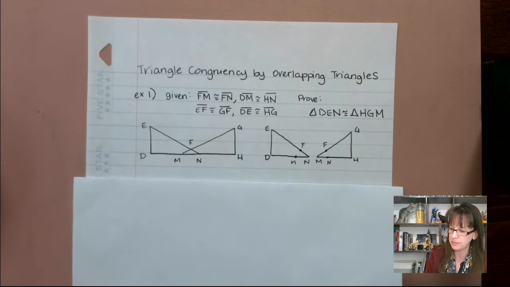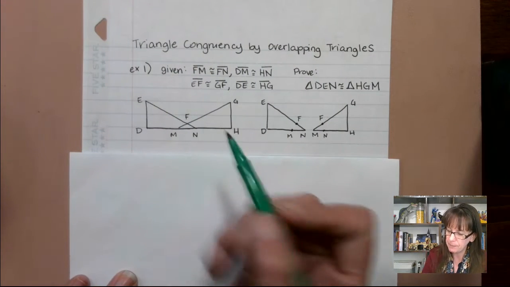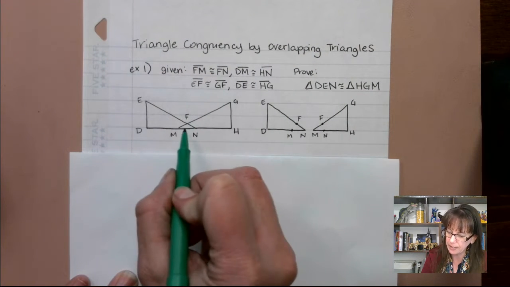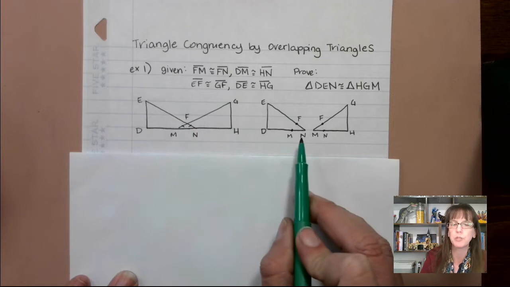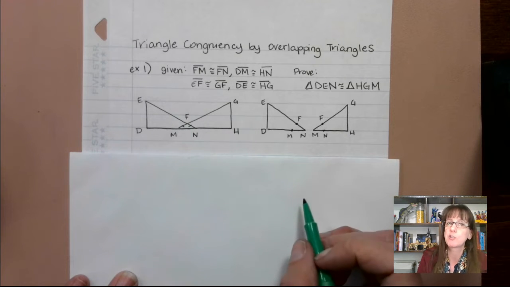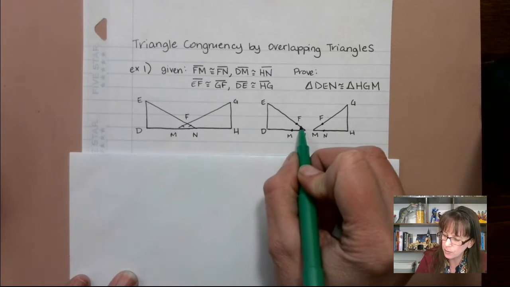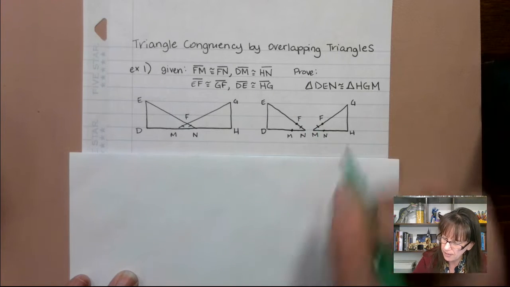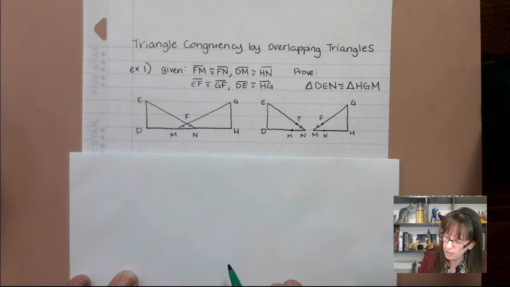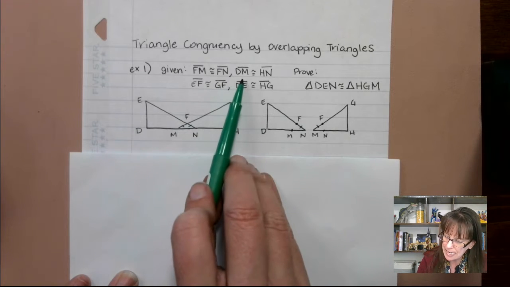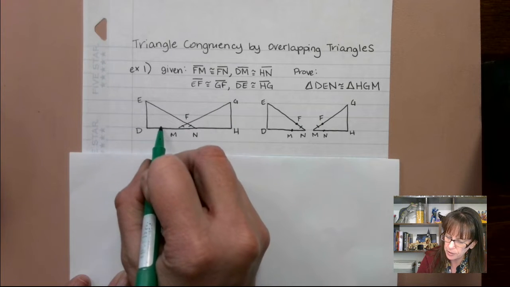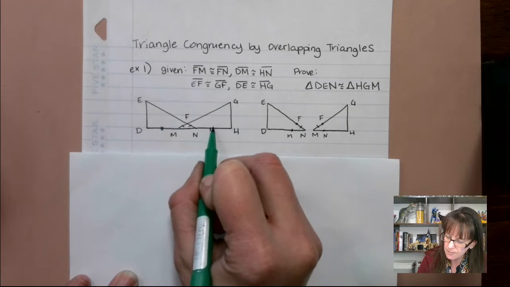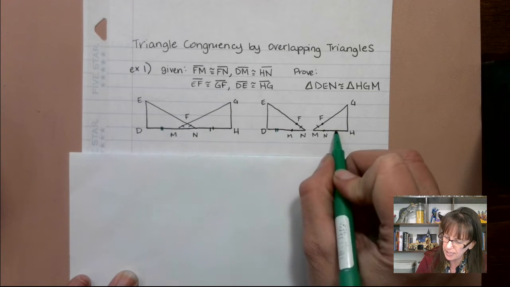All right, first things first. We know FM is congruent to FN. That's this right here. You'll notice I drew it out twice. If you have overlapping triangles, that sometimes helps. So FM, FM, FN. There we go. Okay, so we also know that DM is congruent to HN.